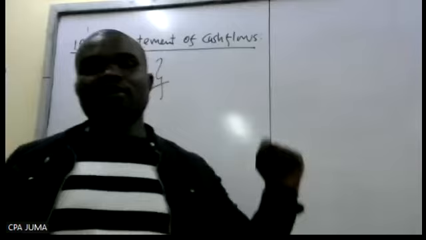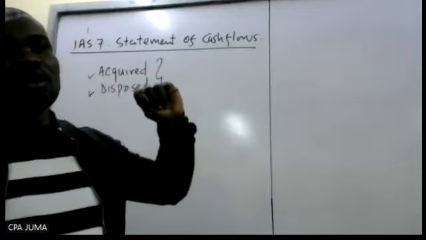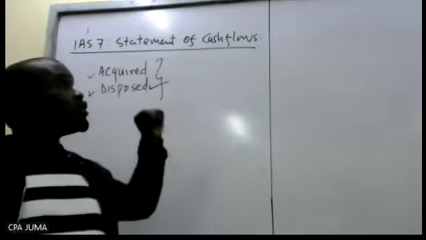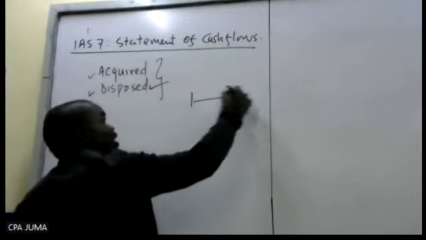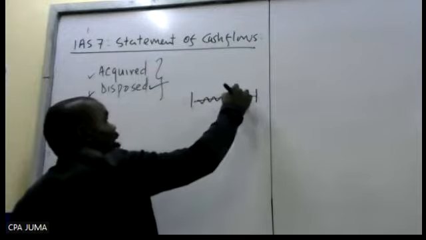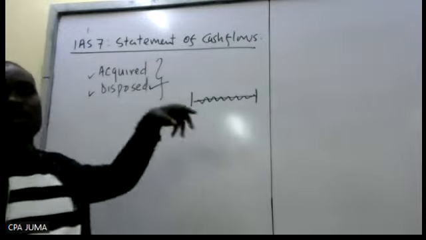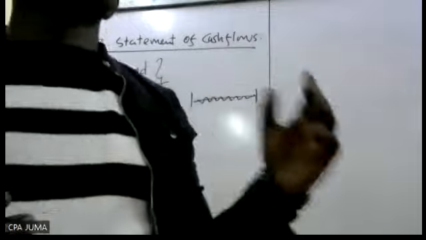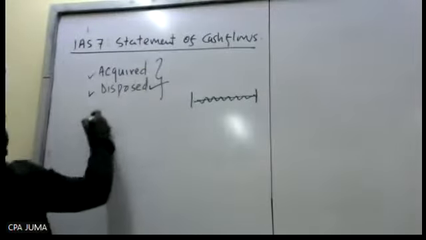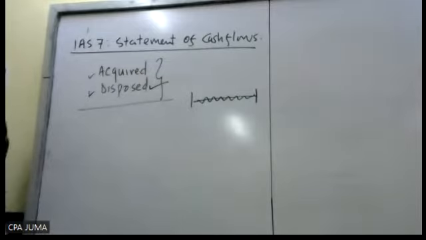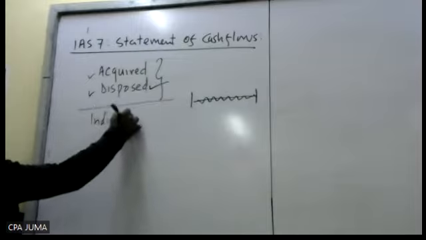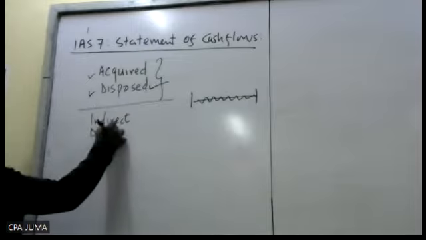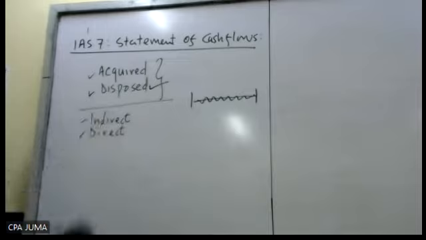Here, you check for disposal or acquisition of a subsidiary as the year progresses. Not at the start, not at the end. You will find it was acquired or disposed within the year. So how do you incorporate it in the cash flow? That is 1. 2, when you are coming up with your formats, how many methods do we have? 2. We have the indirect and the direct methods.